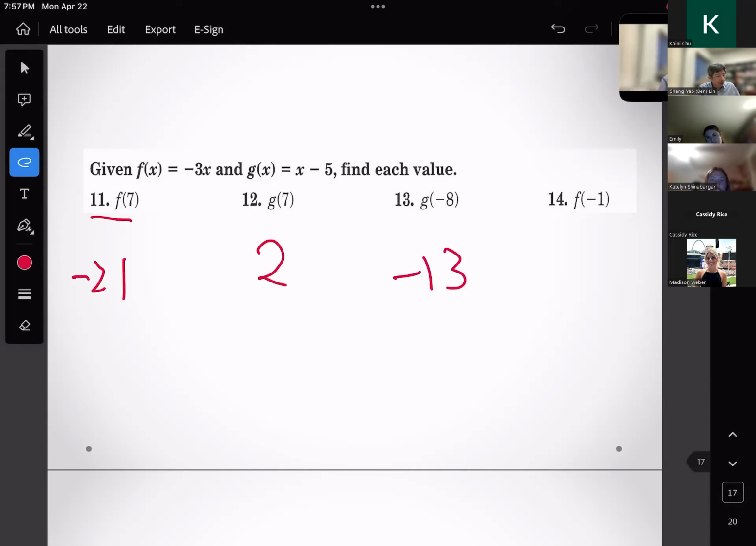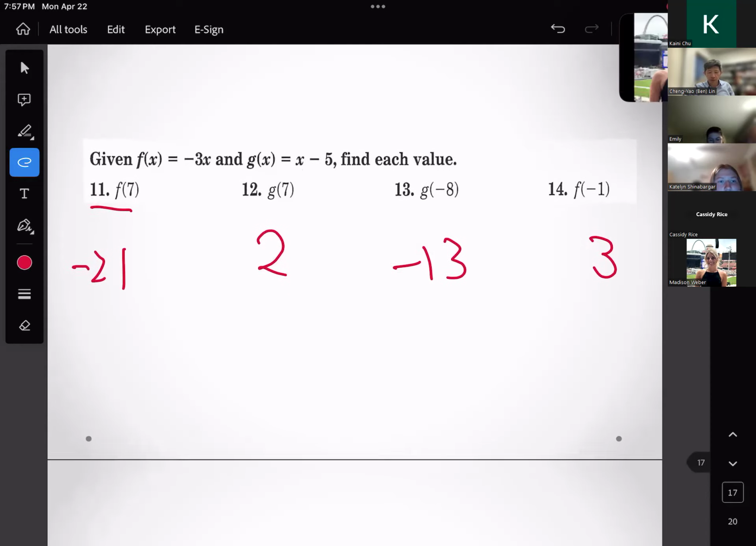And then 14, it's an F machine. So you put in the -1 there, so you got a 3. You got all right? All right, yeah, very good.